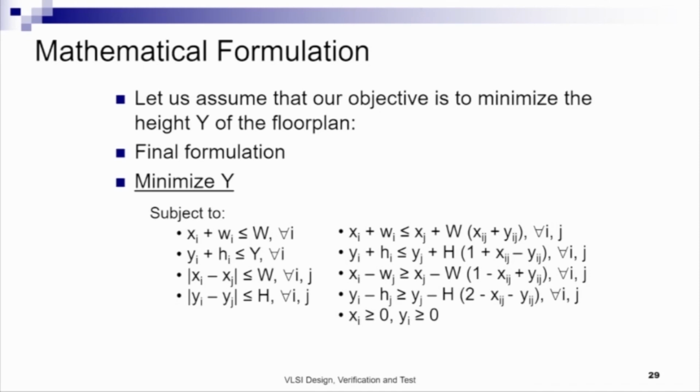then we will feed this to an ILP solver, and the output will be an optimal solution with respect to the constraints that we have. The last constraint of course is that xi and yi both have to be greater than 0, right. The coordinates have to be greater than 0. So, with this we understand a mathematical formulation for the floor planning problem. With this we understand the ILP formulation for the floor planning problem.